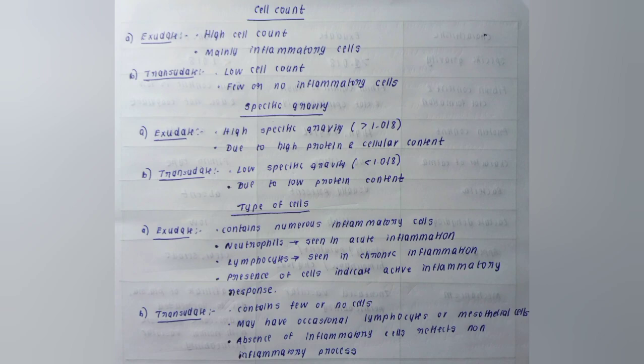And coming to the type of cells. Now exudate contains numerous inflammatory cells, and you know in acute inflammation it will be neutrophils, whereas in chronic inflammation it will be lymphocytes. So the presence of cells indicates an active inflammatory response. Coming to the transudate, it contains few or no cells, may have occasional lymphocytes or mesothelial cells, and the absence of inflammatory cells reflects a non-inflammatory process.